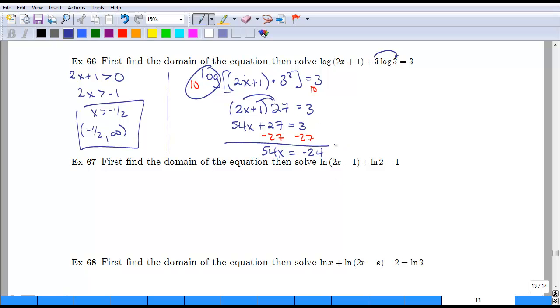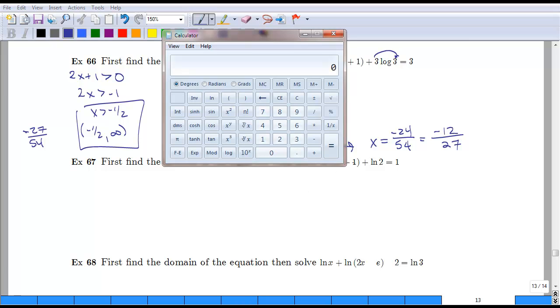Divide both sides, and you end up with x is equal to negative 24 over 54, and yes, this does reduce to negative 12 over 27. You'd end up with a common denominator of 54, which would make this negative 27 54ths, and negative 27 54ths is left of negative 24 54ths. So in this case, we're okay.